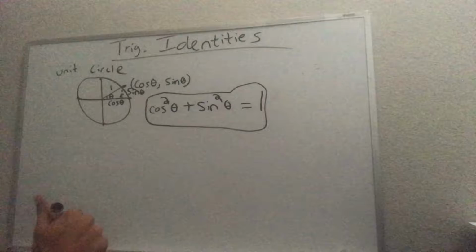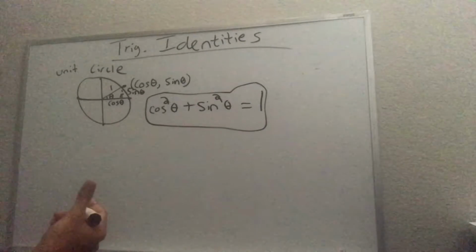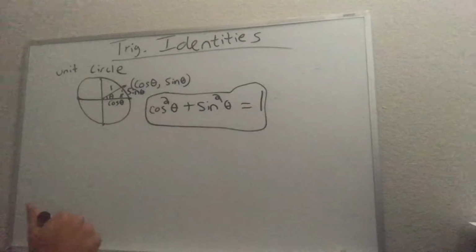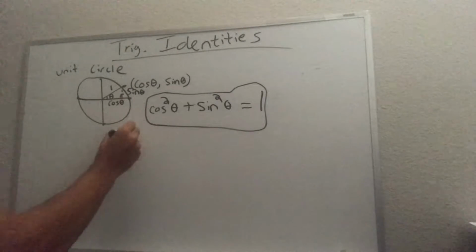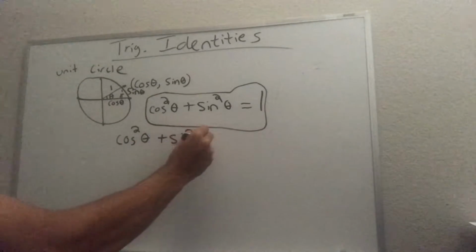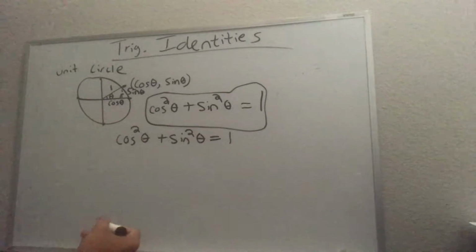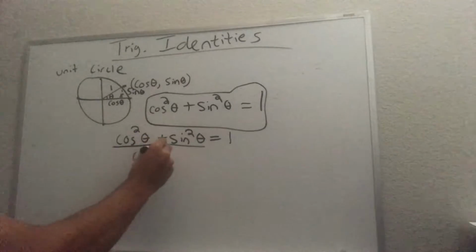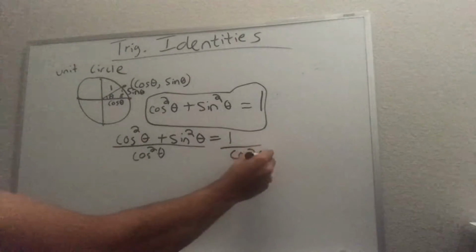Now there are two other ones, and the good thing about them is that you don't have to memorize those two identities. You can just derive them from this one itself. How you do that is, you are given cosine squared theta plus sine squared theta is equal to 1. So you can divide both sides by cosine squared theta. If you do that to this side, you must divide this by cosine squared theta.